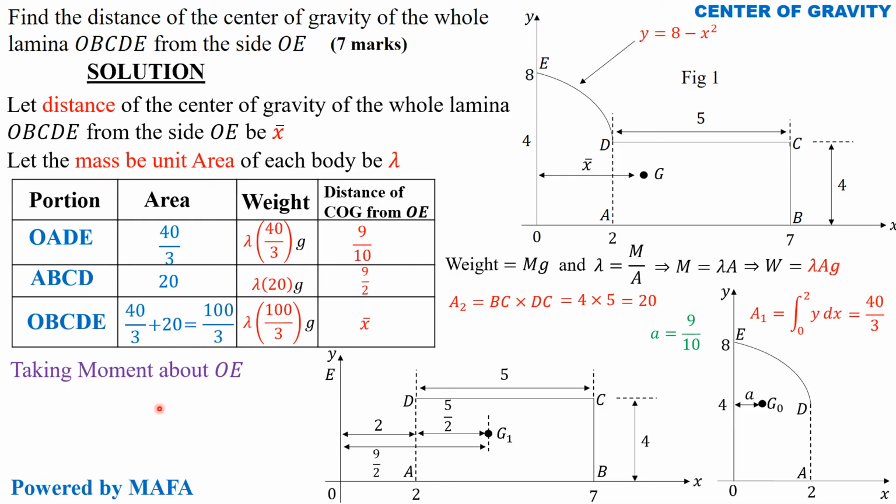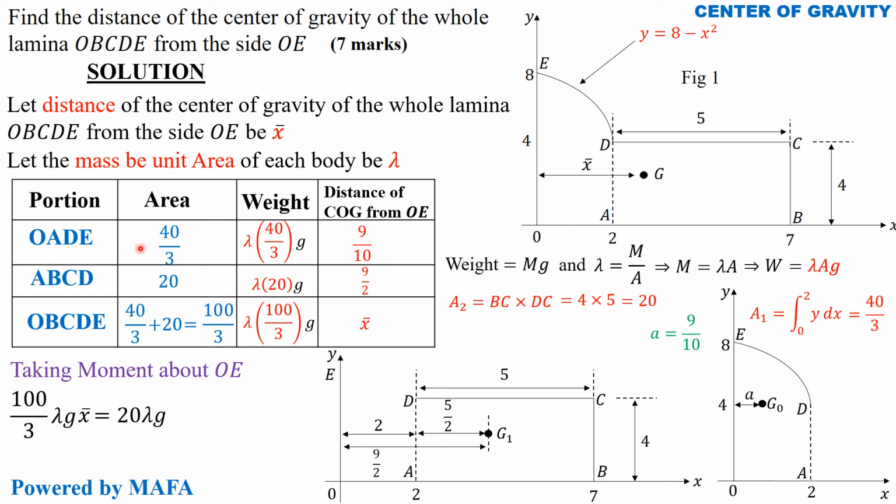So from here we are good to go. We now take moments about the side OE. Remember, moment is the force times the perpendicular distance. In this case, our force is simply the weight. Alright, so the moment of the whole lamina about this side is simply its weight times its perpendicular distance. Remember, this is the perpendicular distance. It makes an angle of 90 degrees with the side OE. So for the whole lamina, we have its weight times its perpendicular distance to be equal to the sum of the moments of its individual portions.